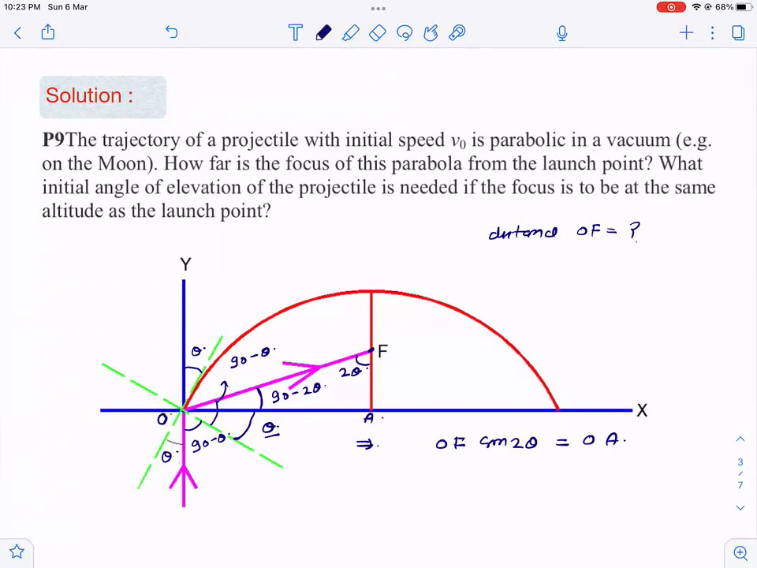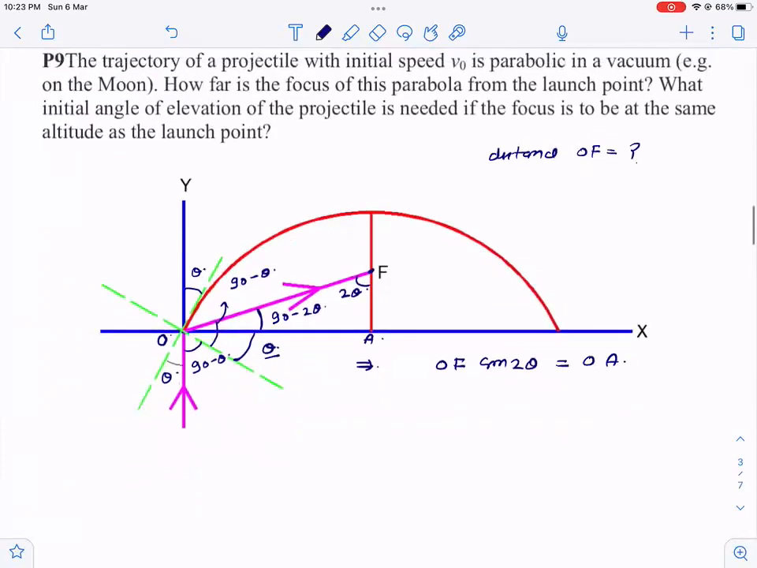So OF, which is this, that we need to find out. So OF into sine 2 theta. What is OA? Half of the range. Half of the range is range formula, u squared sine 2 theta by g, right? Here, see, what is the angle of projection here with the horizontal? It's 90 minus theta, right? Not theta. Angle of projection is 90 minus theta, as I have assumed, you have to be very careful. I have assumed this angle is theta, right? So angle of projection is 90 minus theta.